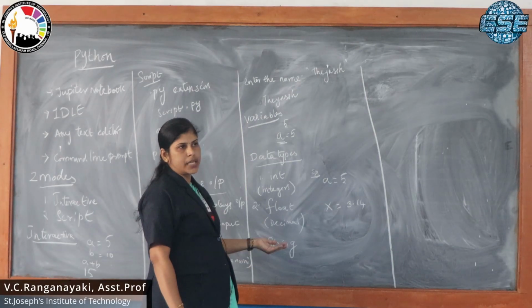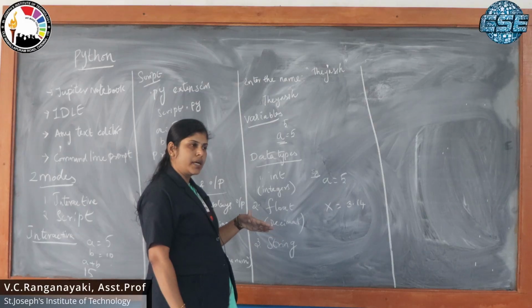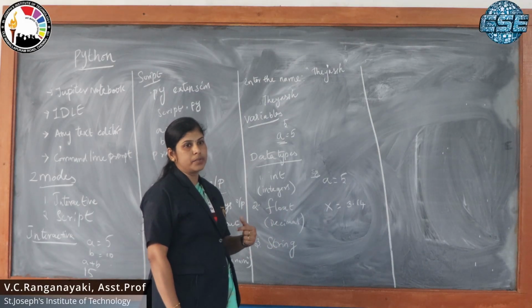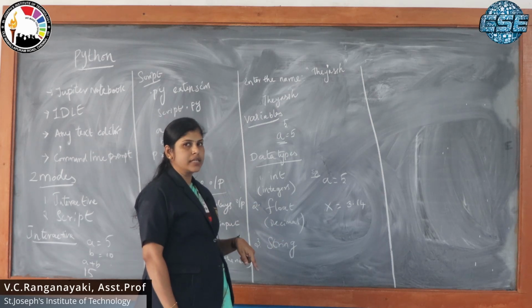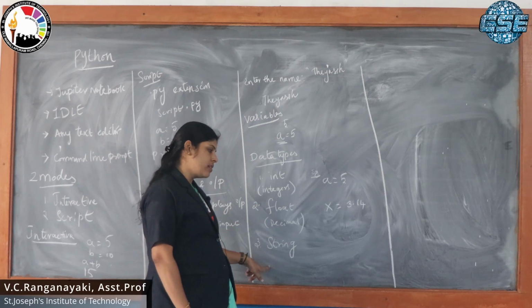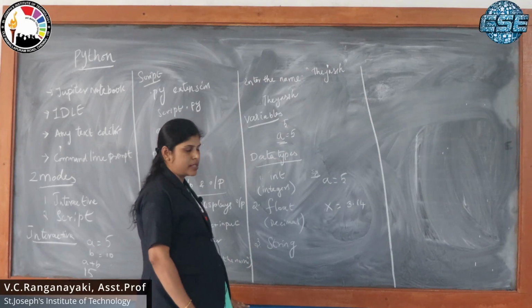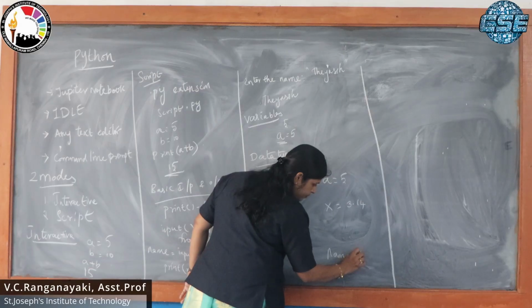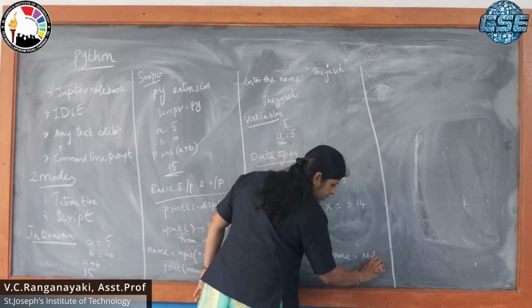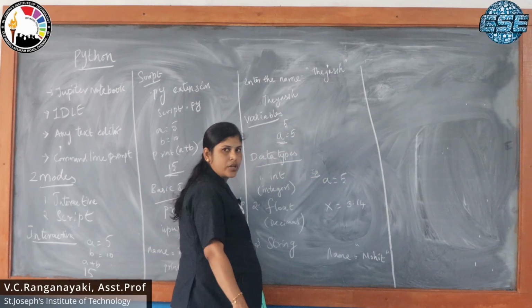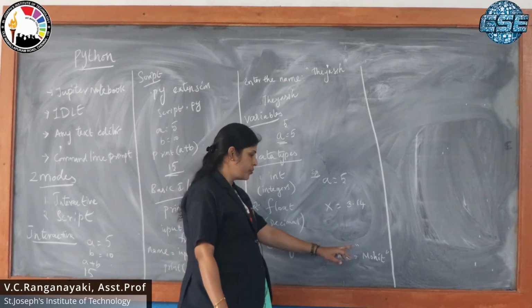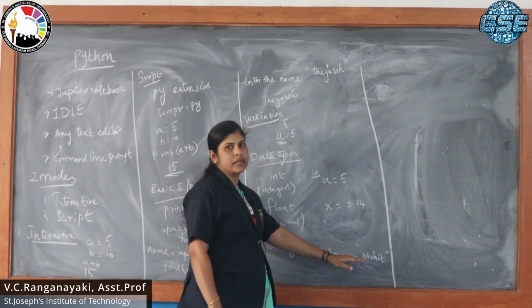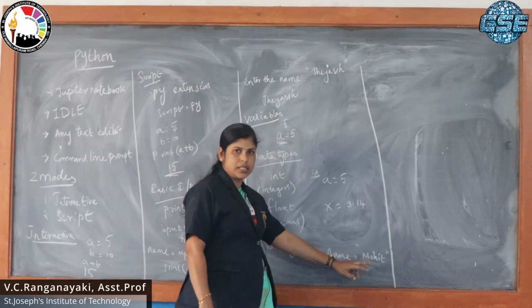As in C, we don't have a specific data type for character and string. See, in C we used %c for character and %s for strings, right? But in Python we use only strings. For example, name equal to "Mohit". Okay, so like this we can declare strings. Within the double quotes we are declaring the string. So if we want to declare a string, we should declare it inside double quotes.